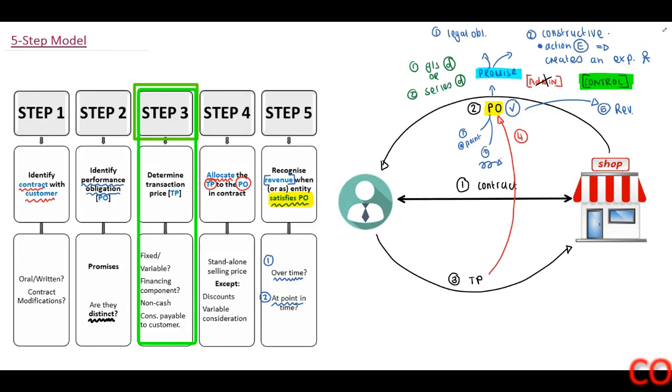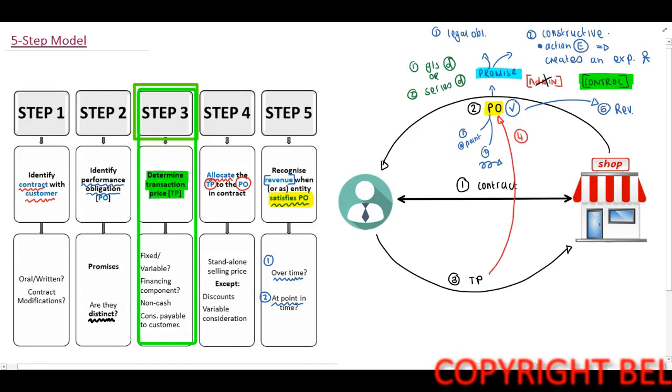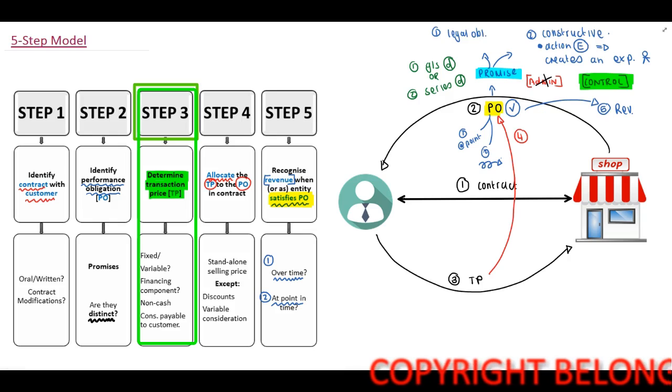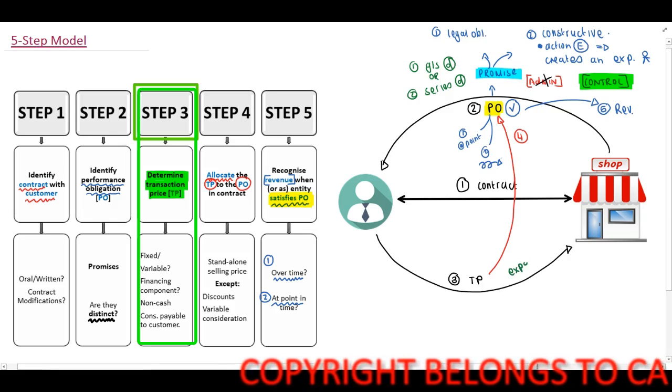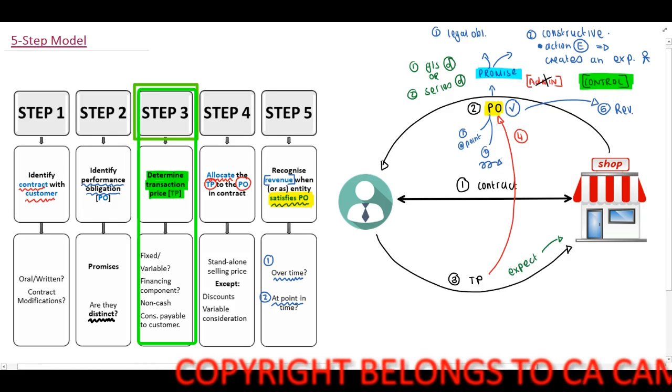We are now busy with step 3. We need to determine the transaction price. Now, what is the transaction price? Guys, this is the amount that our entity expects to receive from our customer.